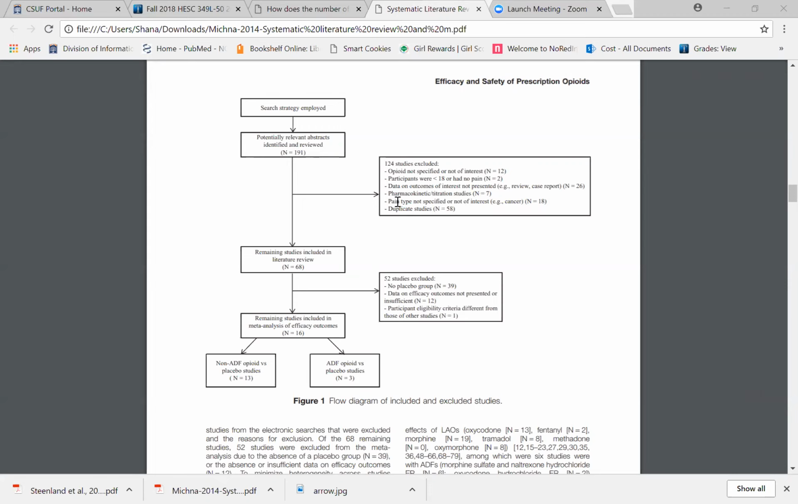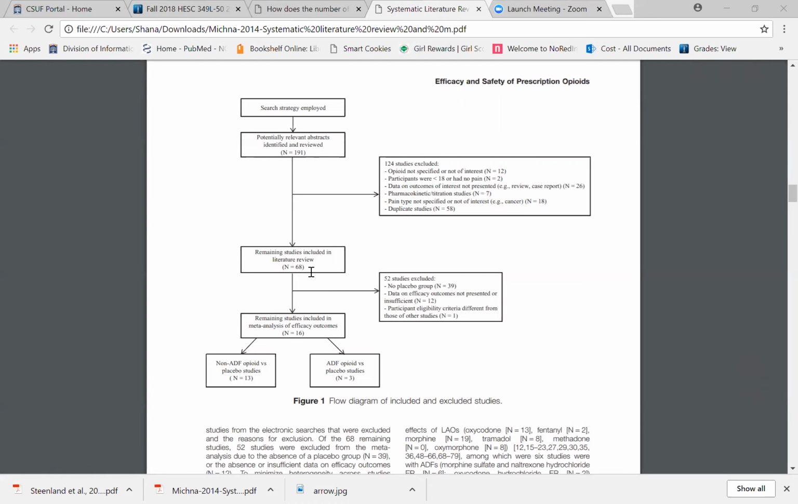And you can see here there's something that says pharmacokinetic titration studies. Those are 7 of them. Because they're studying opioids, they're trying to look at a public health opioid crisis as opposed to a pharmacokinetic study, which is how the molecular composition of an opioid affects the body. So those would be 2 very different things. So they're excluding studies that have that kind of medical component to them. And they ended up having 68 studies left.